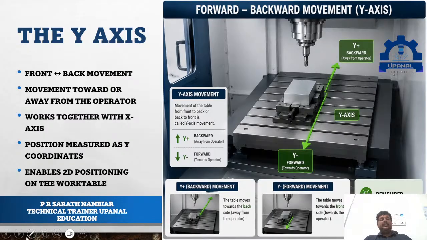Now, next is the y-axis. The y-axis represents movement in the front and back direction. In most vertical machining cases, the y-axis movement occurs either by moving the saddle or table, depending on the machine design. A simple way to understand the y-axis is to imagine yourself standing in front of the machine. If the movement happens towards you or away from you, that movement is generally associated with the y-axis.